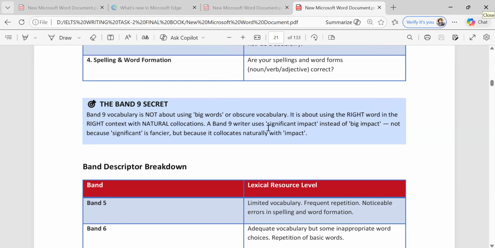A band 9 writer uses significant impact, like this, instead of big impact. There's a difference between significant and big, not because significant is fancier, but because it collocates naturally with impact. Big does not properly collocate with impact, but significant does. That's the biggest reason behind it.